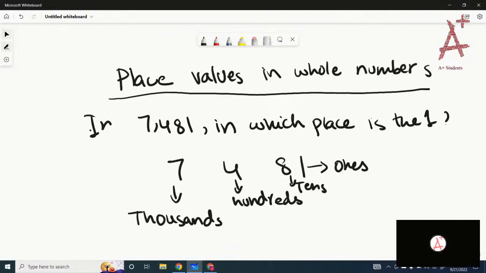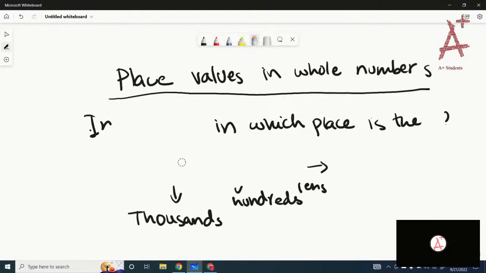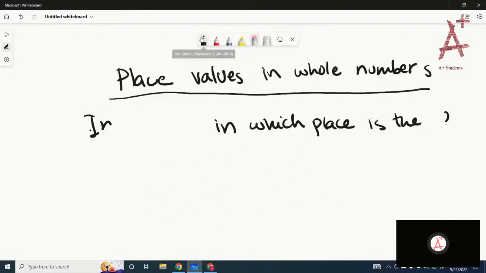Okay, let's do another example. The next one is 53,210. Which place is the 5? You need to see 5 is at which place. So just remember the place values.